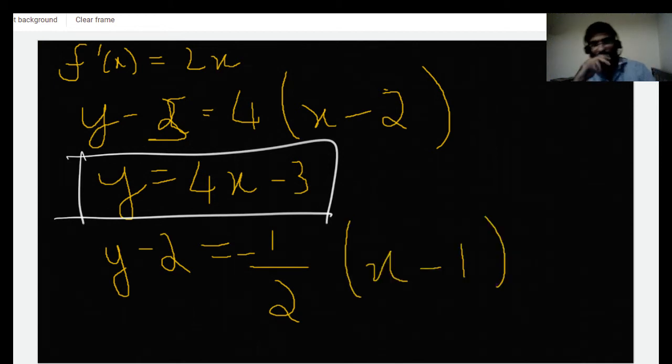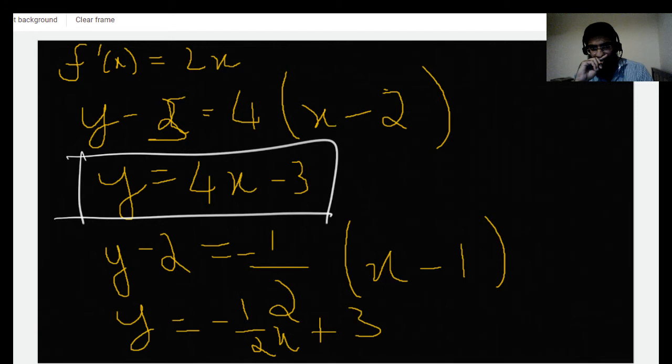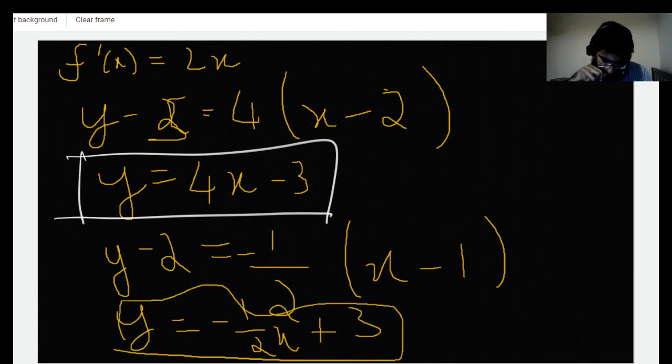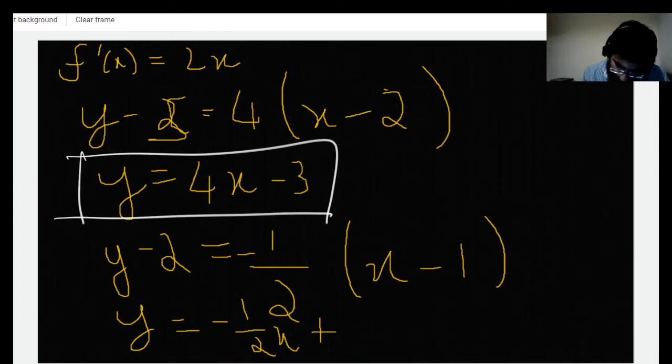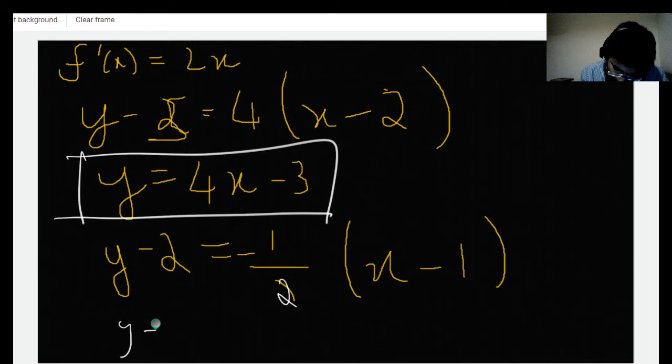And then y is equal to minus 1 by 2 x plus. It becomes y. In this last step you did multiplication, how is the addition wrong? It's 1 by 2. Okay, it will become y minus 2 is equal to minus 1 by 2 x plus 1. What is 1? 3 by 2.